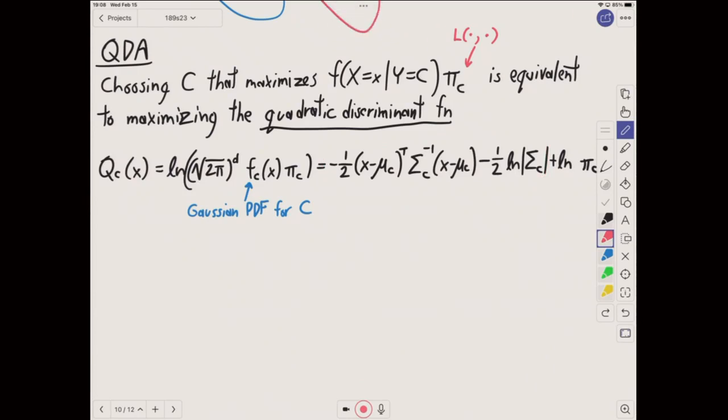All right, so this works for any number of classes. If I'm classifying MNIST and I have 10 digits, then I have 10 quadratic discriminant functions, one for each digit, and I compute every one of them for any test point x, and whichever one is biggest, that's how I classify test point x.